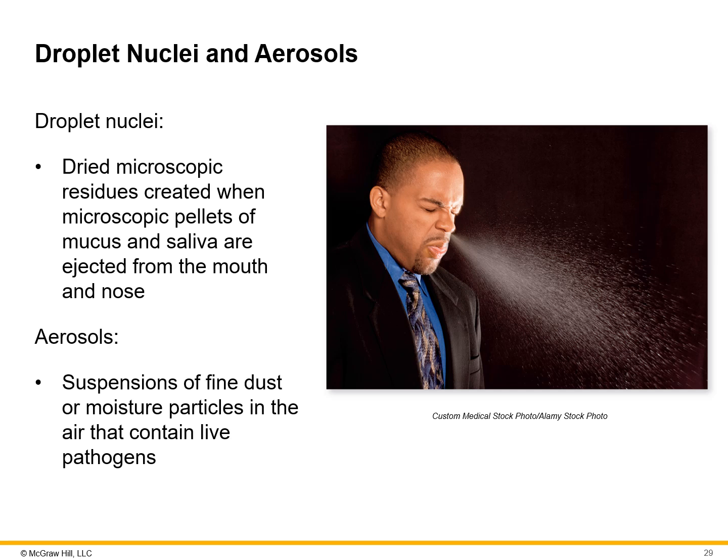So also we have droplets and aerosols. Think about respiratory ways. Of course we've seen pictures like this where when someone sneezes, all of this comes out that we don't see, providing those microbes into the air in this way. A droplet nuclei is dried microscopic residue, creating these pellets of mucus and saliva. That's what we're talking about in this picture. And then also aerosols, which are suspensions of fine dust and moisture particles in the air that have live pathogens.